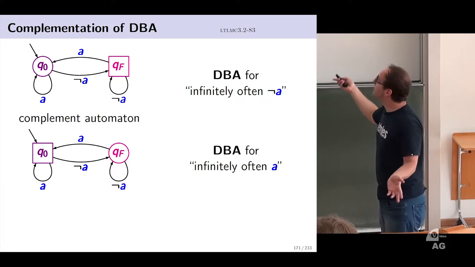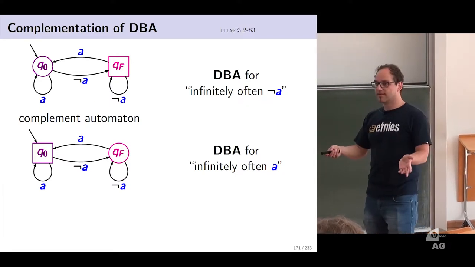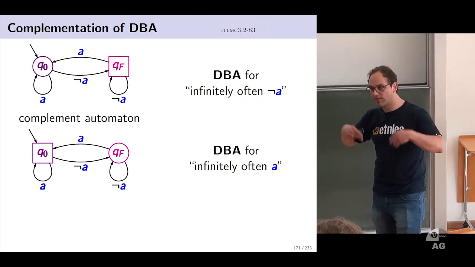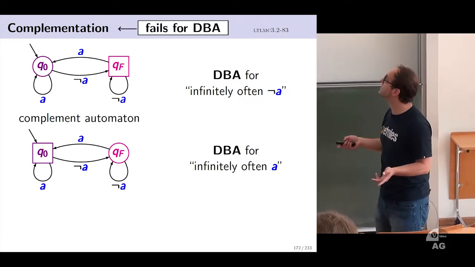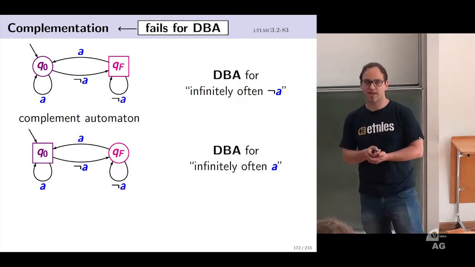So what do we learn from this? If we take a DBA, even though it's deterministic, and we reverse or flip the set of accepting states, you will get a different language. You will not get the complement.